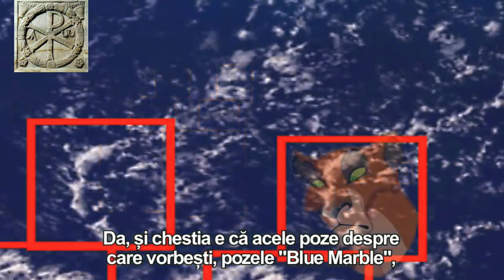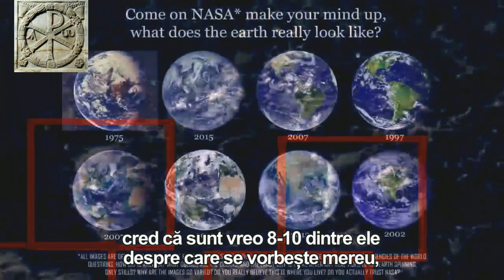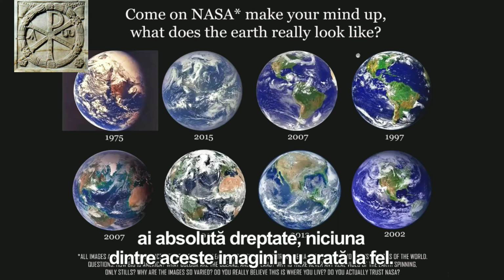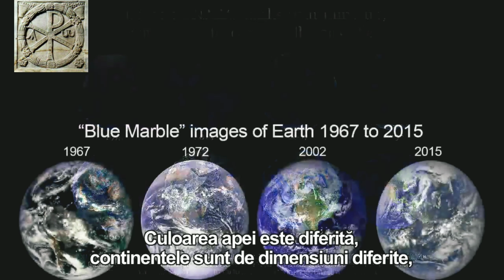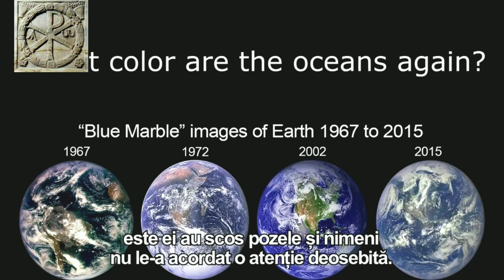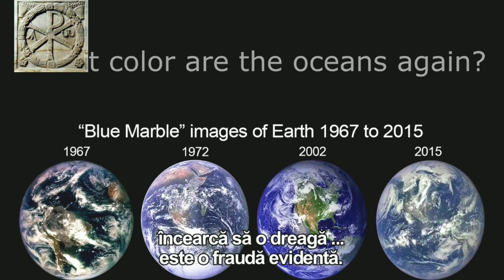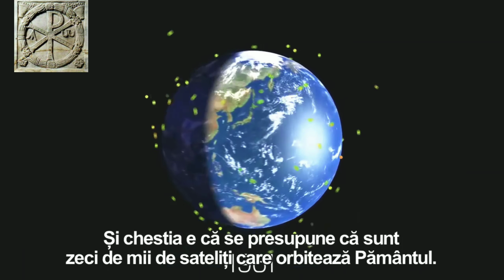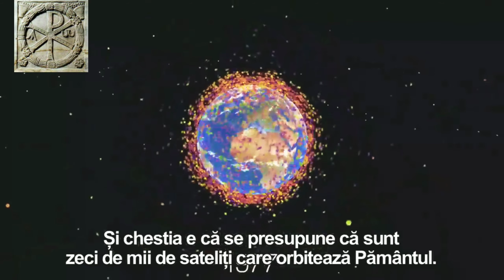Yeah, and the thing is, those pictures that you're talking about, the blue marble pictures, I think there's about maybe 8 to 10 of them over time that NASA has put out, and you're absolutely right. None of those pictures look the same. The color of the water is different. Like you said, the continents are different sizes. It's just unbelievable. And I think what happened originally was they would put these things out and nobody was paying any attention to it. And then all of a sudden now, people are paying attention to it, and now they're pulling these pictures in, and it's an obvious fraud. And the thing is, there's supposedly tens of thousands of satellites orbiting Earth.